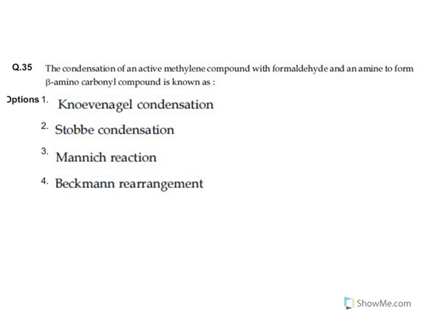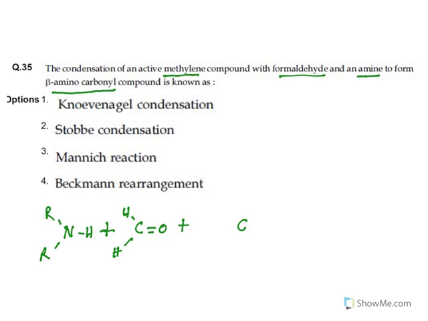Next, the condensation of an active methylene compound with formaldehyde and amine to form a beta amino carbonyl compound. Let us see what is happening here. Look at this. The reaction talks about an amine, primary or secondary. This amine is condensing with an aldehyde, formaldehyde. Now what do you mean by active methylene group? Look at this compound.